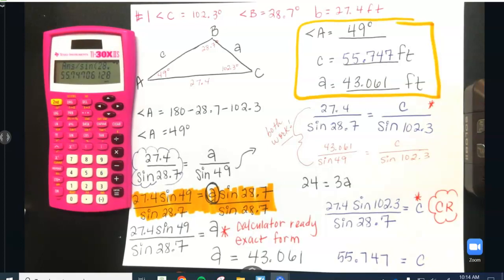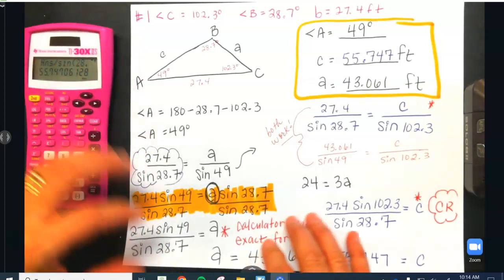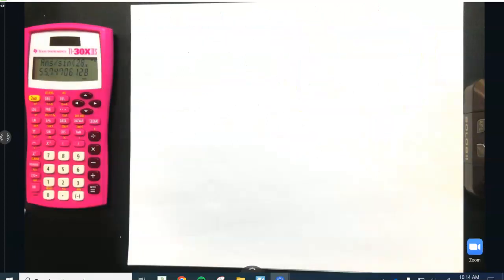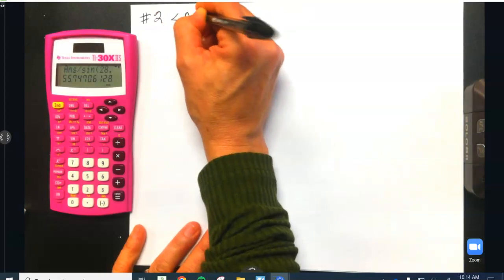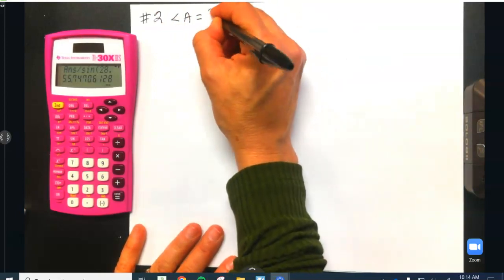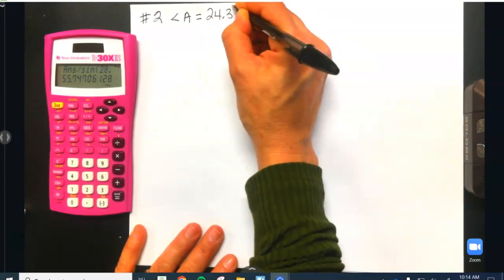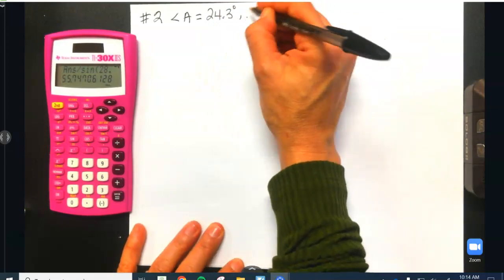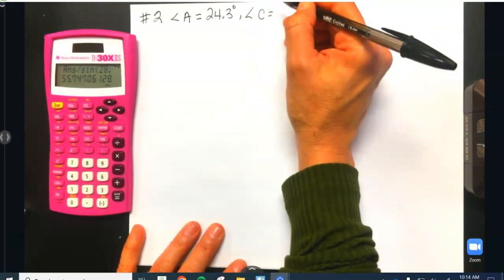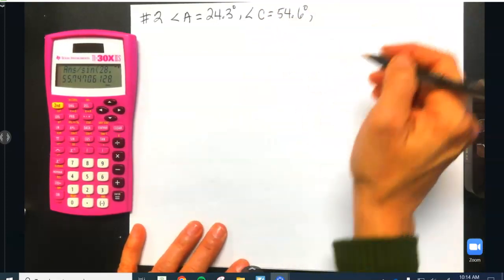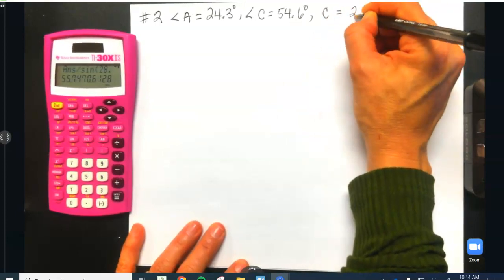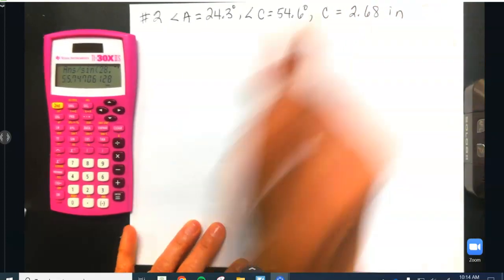We're going to do it again, y'all. We're going to do it one more time. Then we're going to take a look at some word problems. So let me copy down the info for problem 2. All right, so we got an angle A of 24.3 degrees. What else? Angle C of 54.6 degrees. And a little baby leg measure of just 2.68 inches.